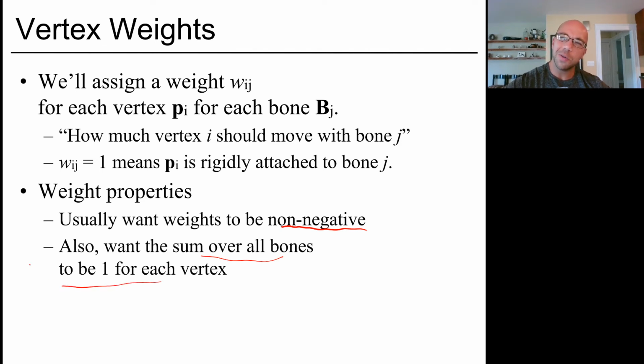So in other words, essentially you can think of wij kind of like a weighted average, right? What it's saying is that if I fix i and I look across all the j's, that's how to average across the different bones to get my motion.